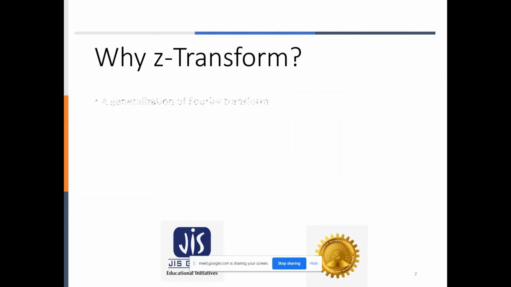We have already studied in the signals and systems subject what the Fourier transform is. We have already derived the condition for the Fourier transform, and this is for continuous time systems, but here it is a discrete time system.